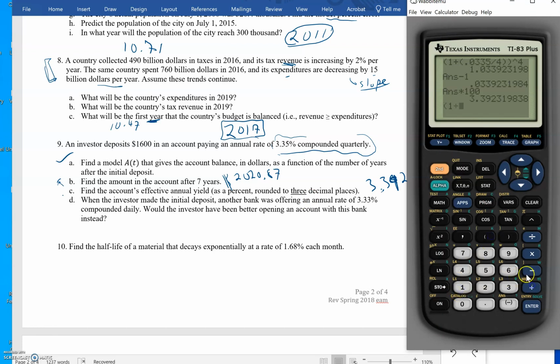So that would be 1 plus 3.33 is 0.0333 divided by 365, and then exponentiate to the 365th power. Subtract 1, multiply by 100, and we get 3.385. So if we round that to the 3rd decimal place, that would be 3.386.